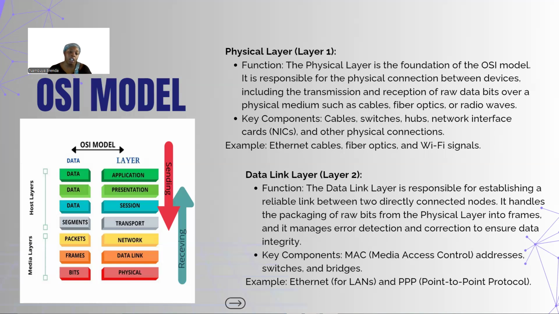Then we can go to the second layer of this model, which is the data link layer. This data link layer is just responsible for establishing a reliable link between two directly connected nodes. Oh, sorry about that, I wanted to say devices. In simple terms, it is responsible for packaging raw bits from the physical layer into frames, and it manages error detection.